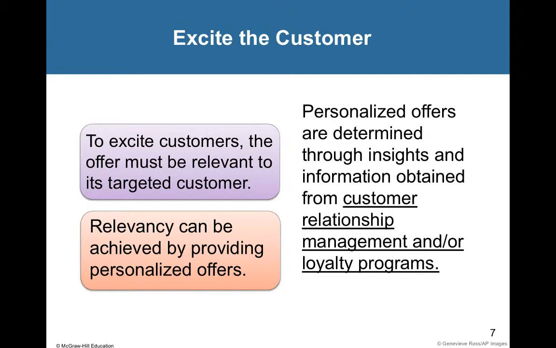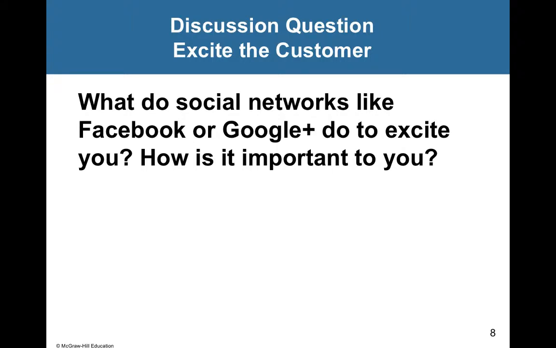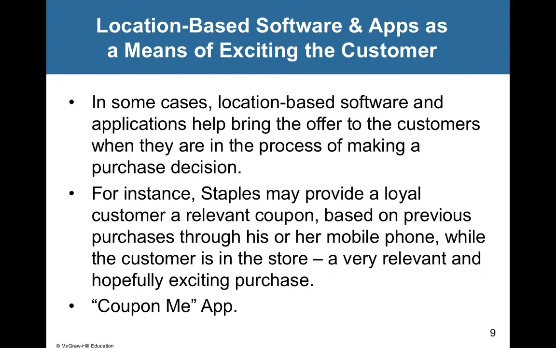If you're shopping at those stores and you know that you're looking for new clothing and you shop there every week, they can send you a targeted offer for 25% off your next purchase or whatever. Using that CRM system and those loyalty programs to personalize an offer is all about exciting the customer, making it relevant to them, very personal.